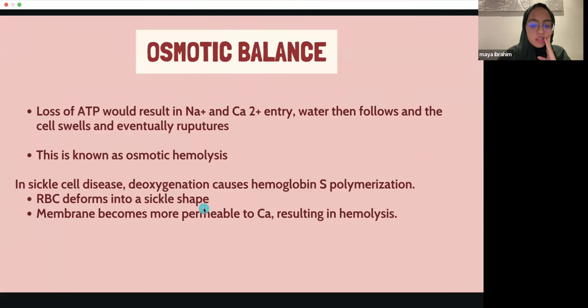And in sickle cell disease, when there's a mutation that occurs and then the hemoglobin polymerizes, the RBC changes into a sickle shape, and then the membrane becomes more permeable to calcium. So again, calcium comes in, water comes in, and it results in hemolysis.